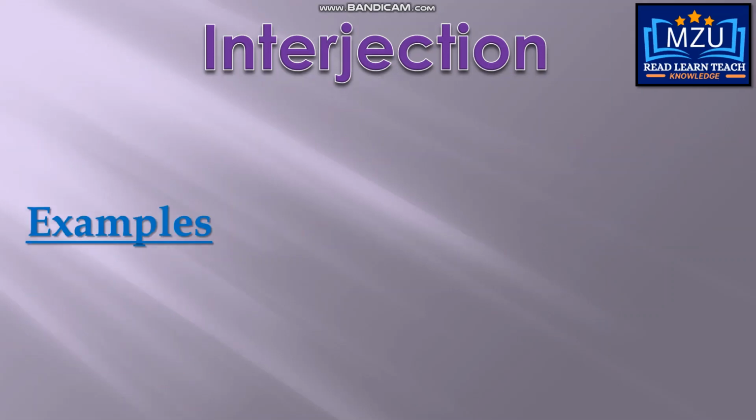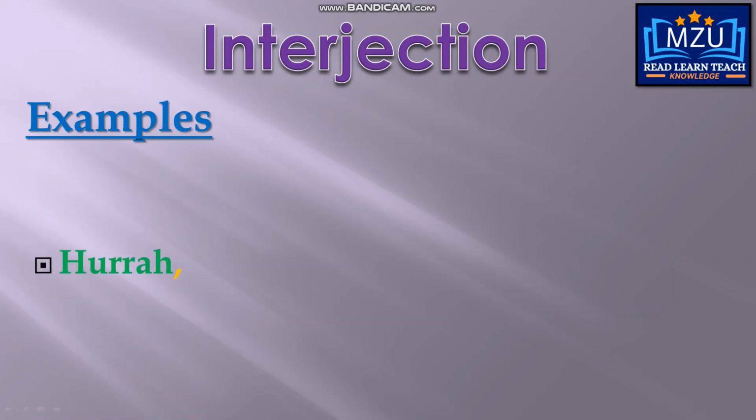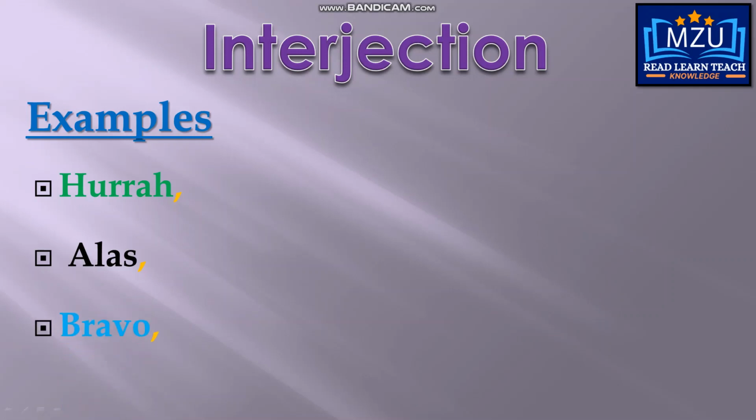Now what are the examples of interjections? Hurrah is an interjection which is expressed on the occasion of happiness. Similarly, alas is another interjection which is expressed on any sad or shocking occasion. Similarly, bravo is an interjection which is expressed when you want to commend or praise somebody. Oh is another interjection which is expressed in case of any surprise.